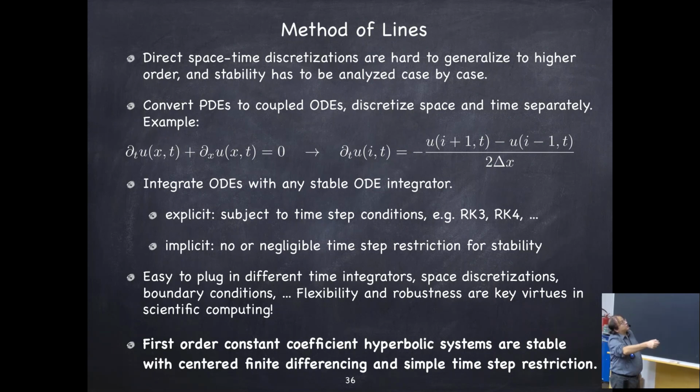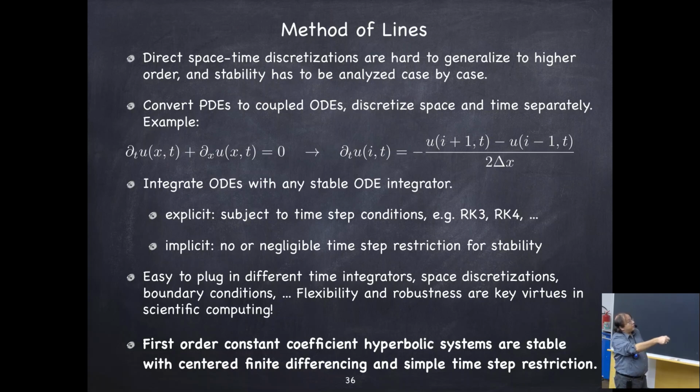And so, because of this very modular scheme, you choose some discretization, you combine it with some integrator. This is very, very flexible. It's very easy to plug in different time integrators, different space discretizations, different boundary conditions. It's very flexible, it's very robust, and these are key virtues in scientific computing. If you want to write a code that is able to solve different scientific problems, when you start a problem, you don't exactly know what will be required. Well, accuracy will be required. We want to be very flexible. So this is a very, very good method for these purposes.